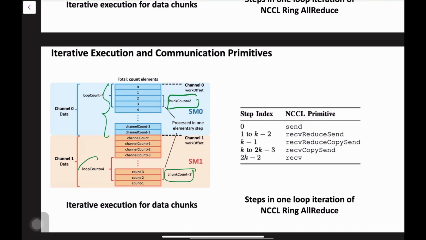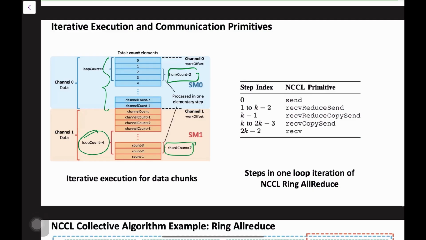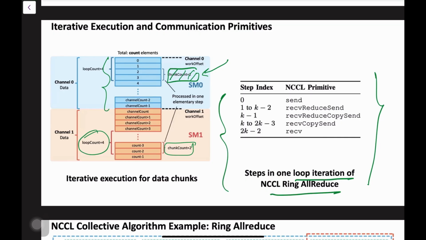And there is a loop count also, which is the channel count divided by chunk size, and it tells NCCL how many times a channel must run its inner pipeline, because the smallest operation that can happen at once is the chunk count. Now let's see this table, where we see all the steps in one loop iteration of NCCL ring all reduce.